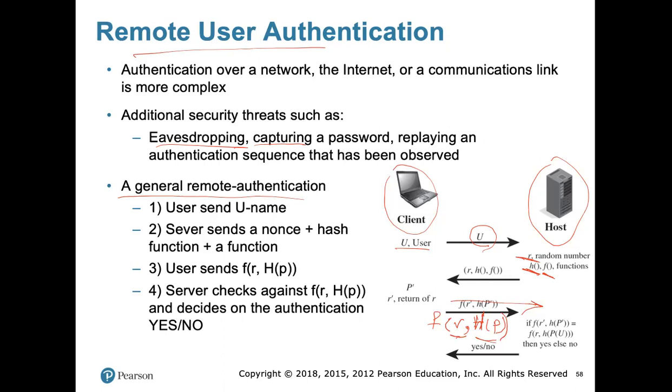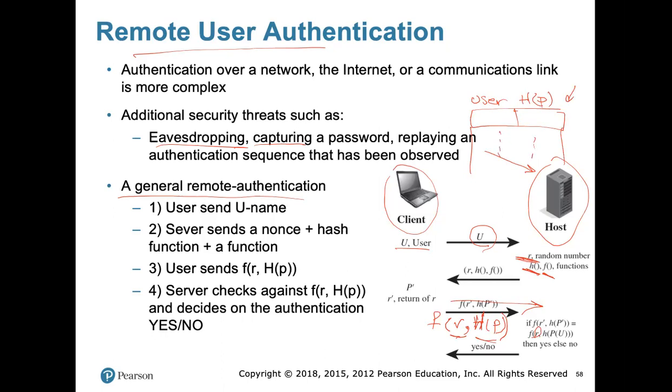And now the host calculates the same thing. The host has R, because R was generated by the host or by the authentication server. The host also, at the registration phase, generated a table like this: username and the hash of the password of that username. So this is a password file. We've talked about this for different users.